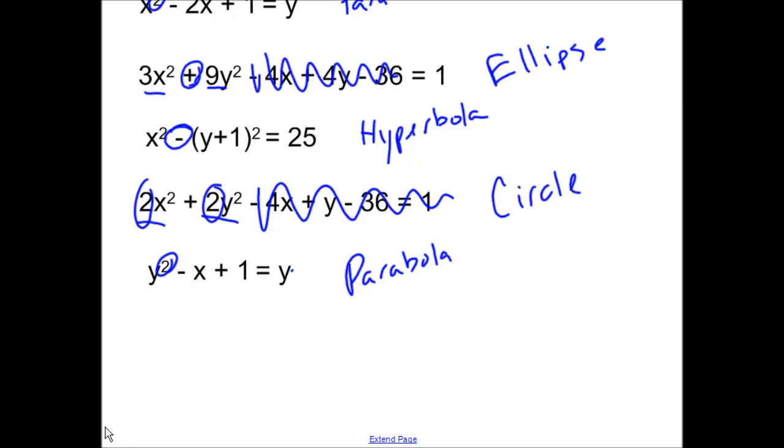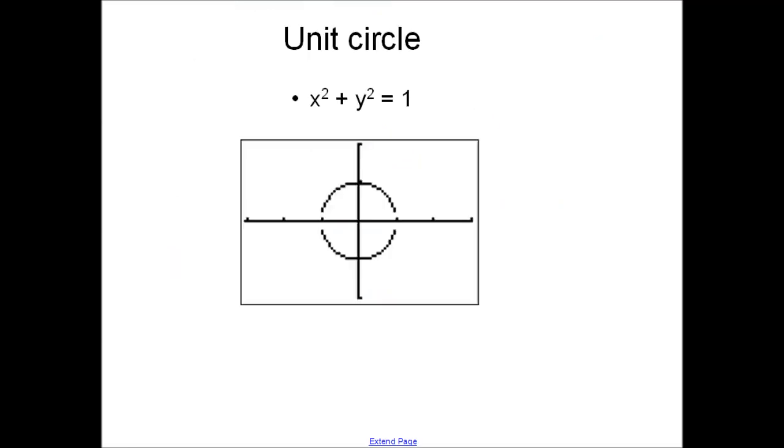Now we're going to talk about how we graph them. So we're going to start with the circle. We have our basic unit circle, x squared plus y squared equals 1. That's saying my center is at (0, 0), and my radius is 1.